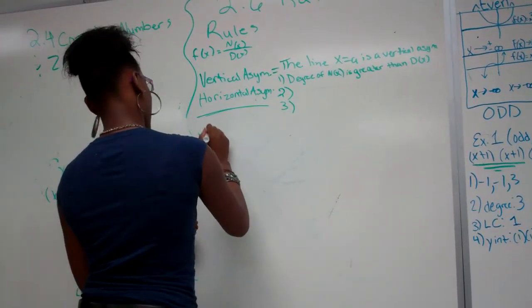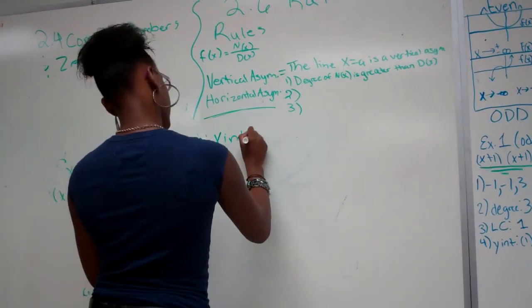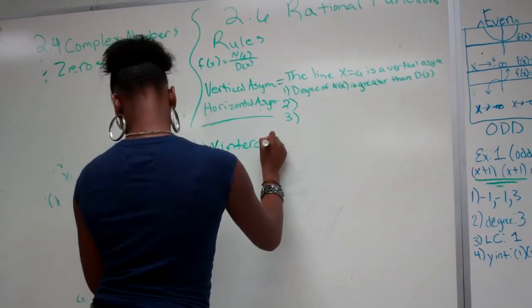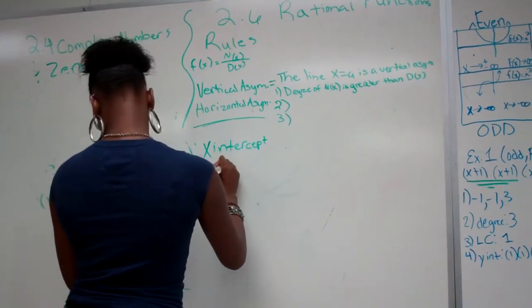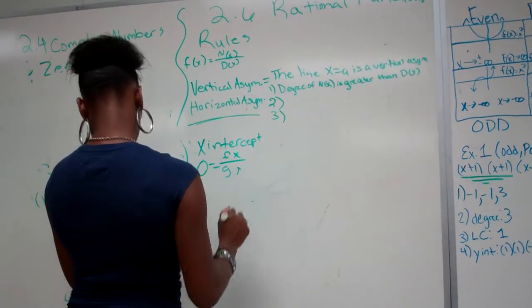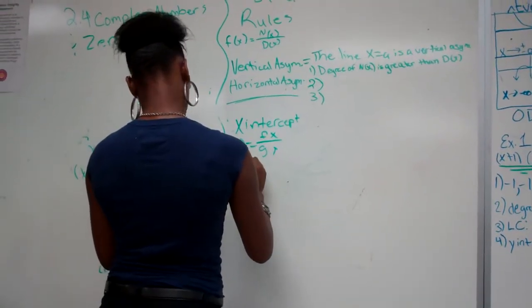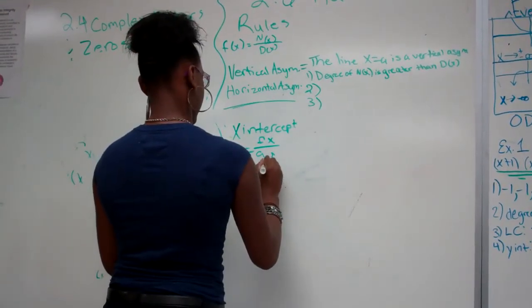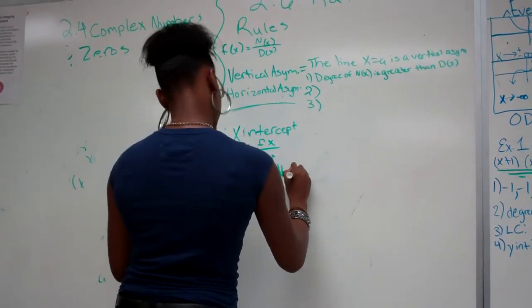Okay. To find the x-intercept, 0 equals n(x) over d(x). So 0 equals f(x). You're trying to get the numerator to equal 0.